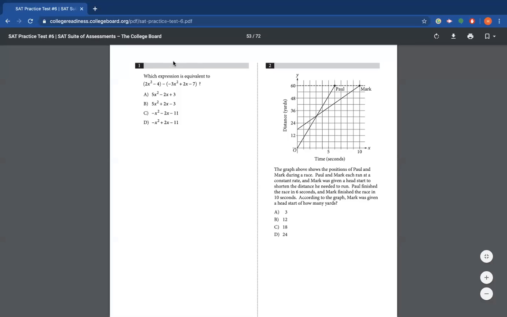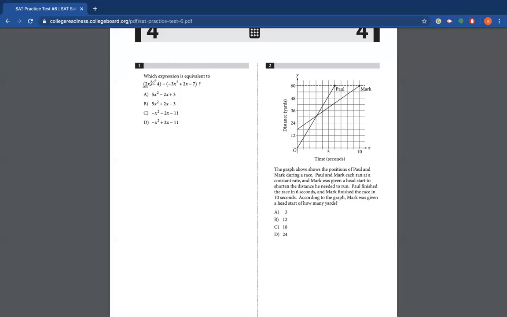Okay. Practice test 6 math calculator. Let's go back to this question. So over here we had 2x. Over here we had minus of minus 3x. So minus minus makes positive 3x. Plus 3x plus 2x gives you 5x. Then you have minus 4. Then minus of minus 7 gives you plus 7. 7 plus negative 4 gives you positive 3. Giving us A.